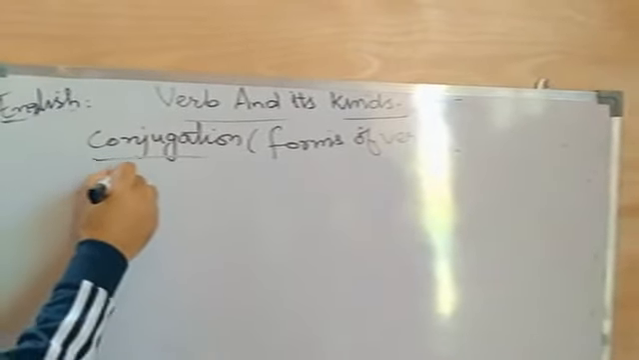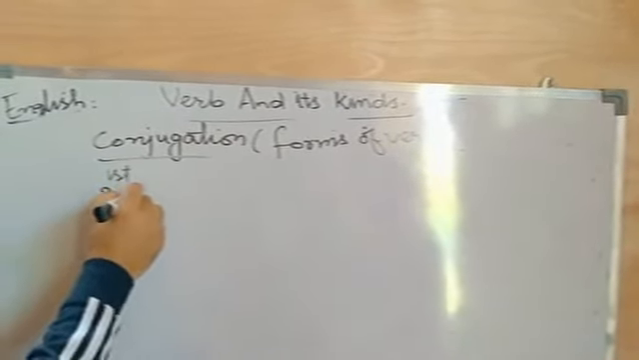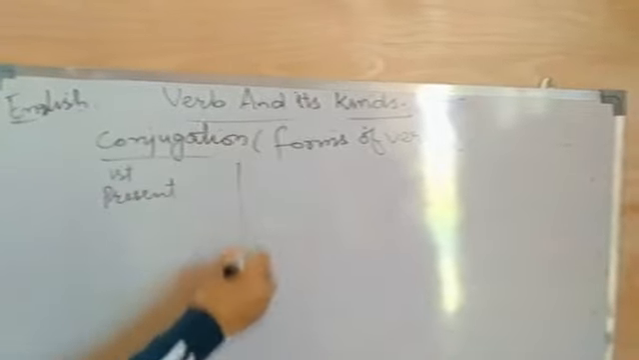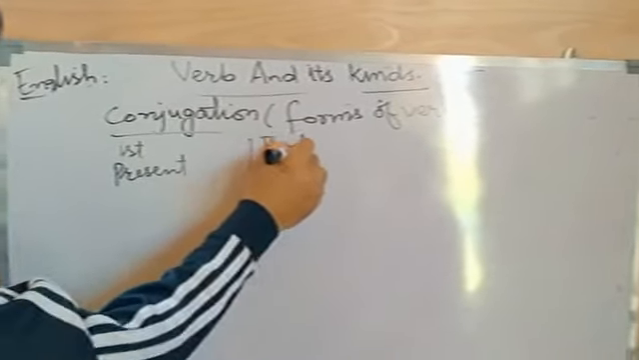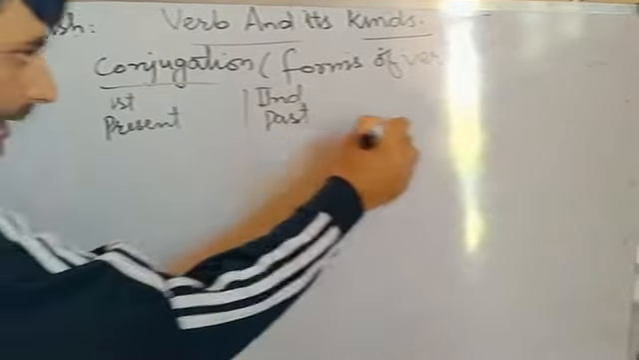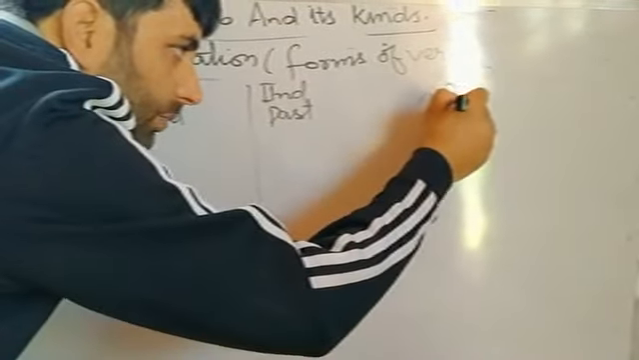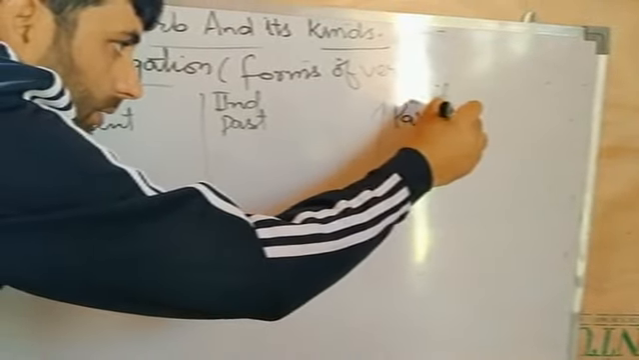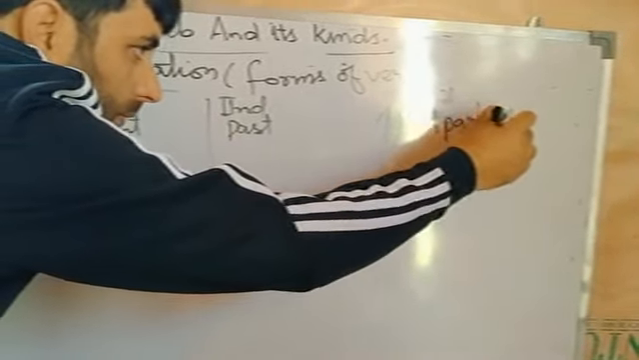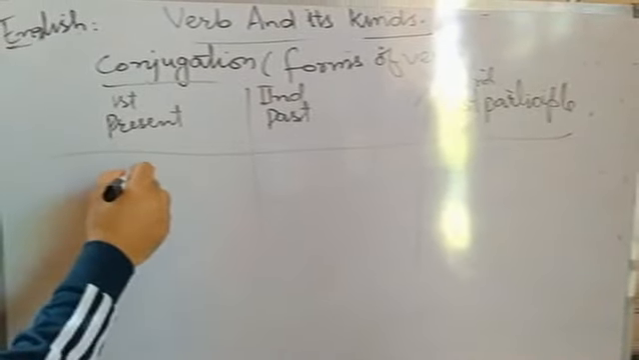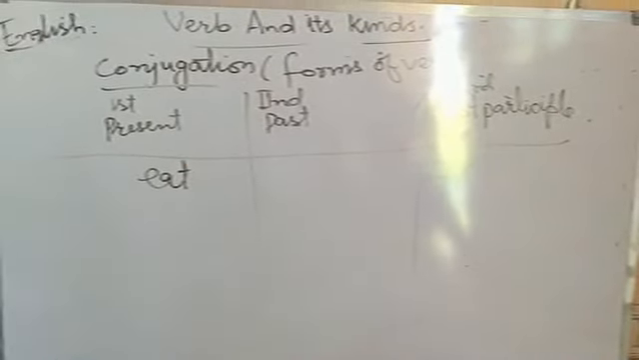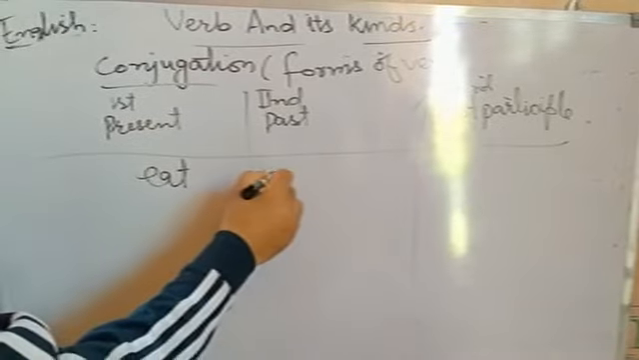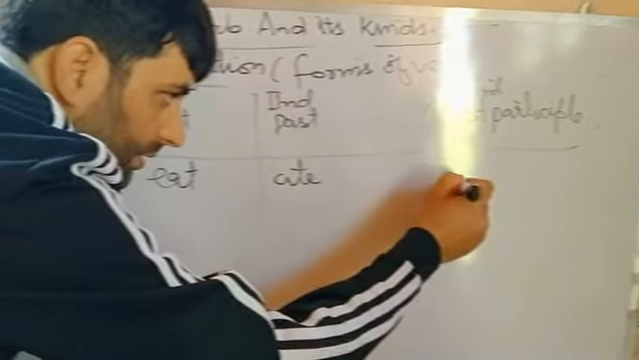First form, present tense. Second form, past tense. And third form is past participle. In the first sentence, eat is the first form of verb, its second form is ate, and past participle is eaten.